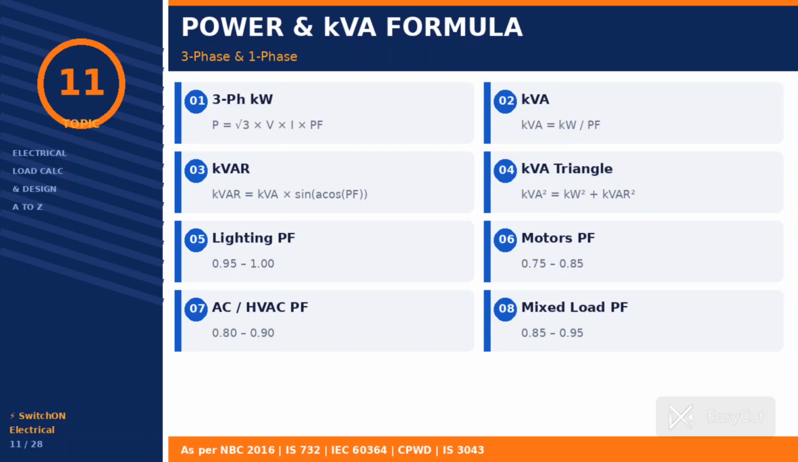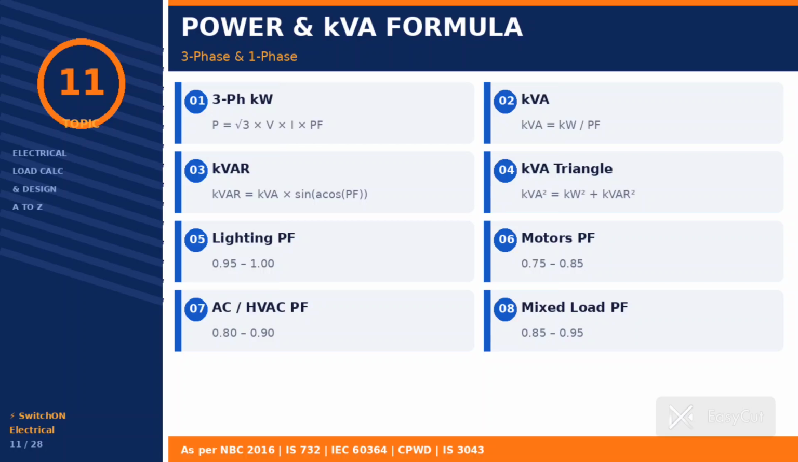Kilowatt, P is equal to root 3 VI cos phi here. Then kVA, it's simple. Usually kilowatt means root 3 VI, that's it. If you multiply that with power factor, you will get kilowatt. Actually kVA is equal to root 3 VI. So by reversing, you will get kVA.